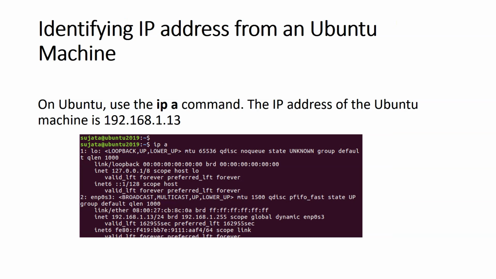Identifying the IP address from an Ubuntu machine. On Ubuntu, use the command ip a. The IP address of the Ubuntu machine is 192.168.1.13. You can see it over here.